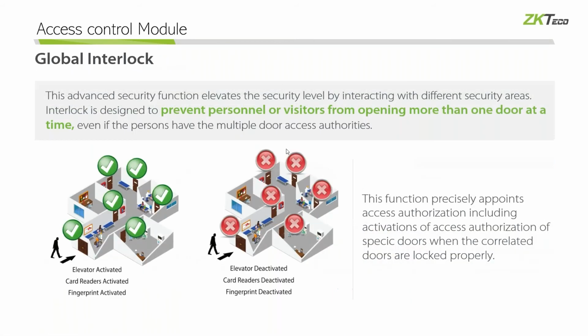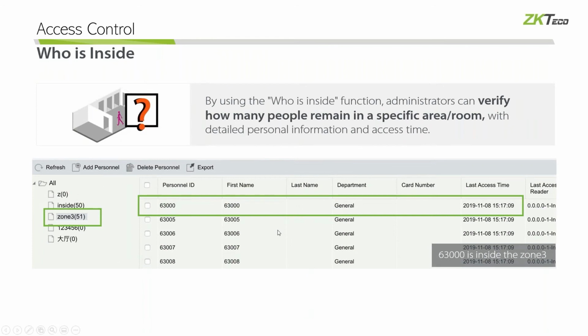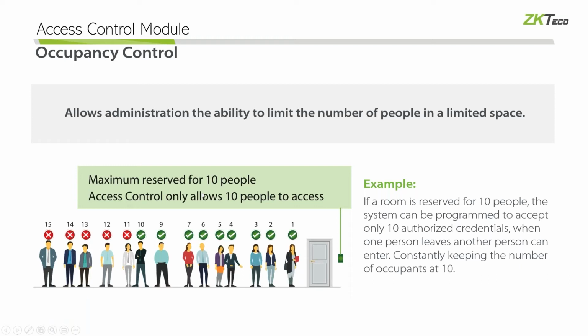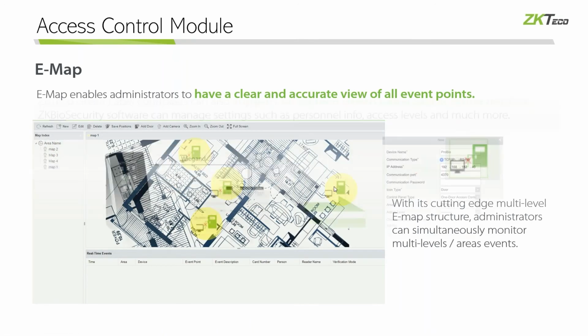Global interlock is the same. Then there's "who is inside." As we define zones, we can verify how many people remain in a specific area or room. And occupancy control, which is important. Even if the device controller knows me and has my biometric details, it will not allow me to enter an area if it's restricted to 10 people, for example, and you are the 11th. I have a map, we can say. I have not used this function, but it's useful.